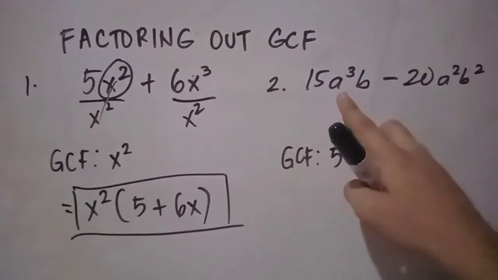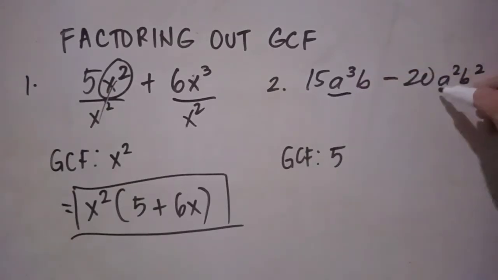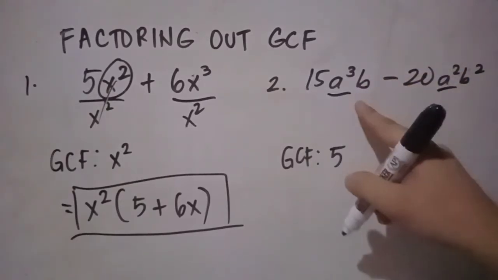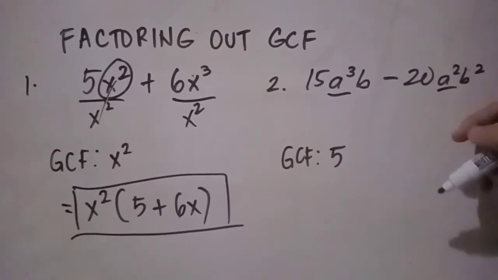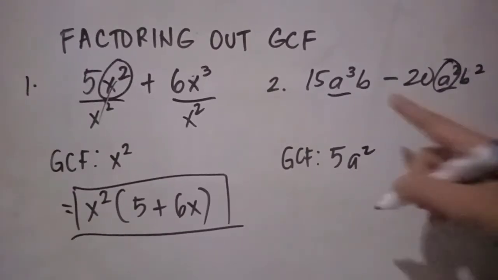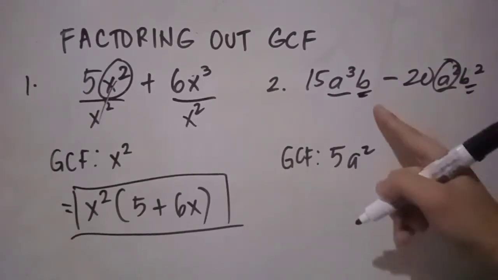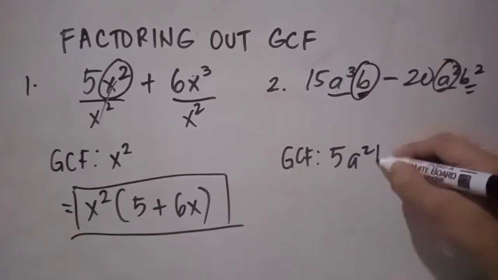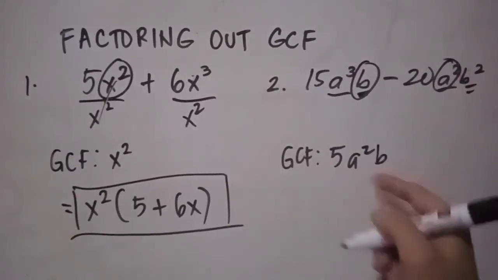Pagdating naman sa variables, no? So, unahin na natin si a. So, a cubed at saka a squared. So, yung GCF ng a cubed at saka a squared is the smallest one. So, a squared. Tapos, sa b naman at saka sa b squared, ang smallest is b. So, yan yung GCF. So, therefore, ang GCF ay 5a squared b.